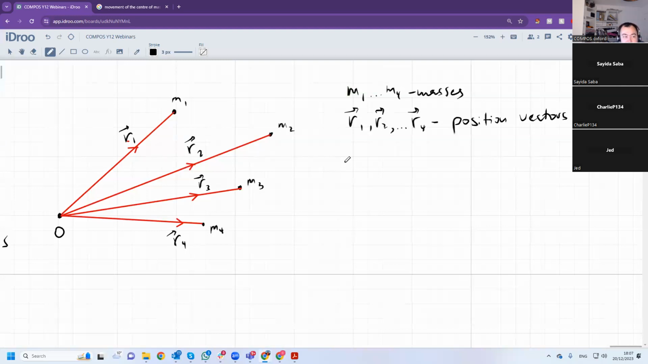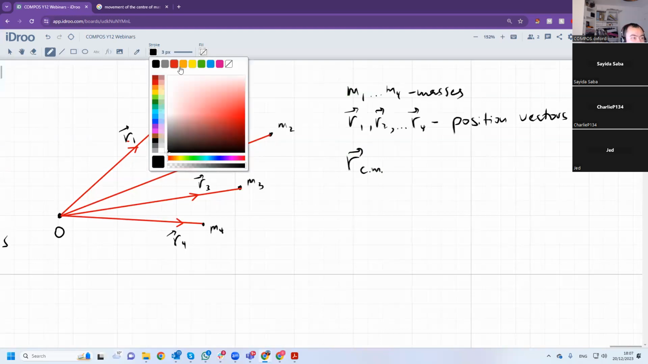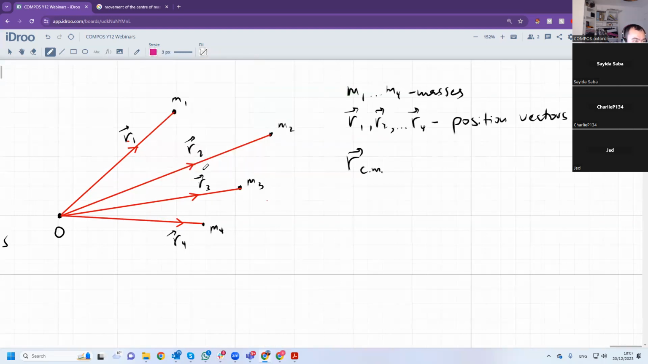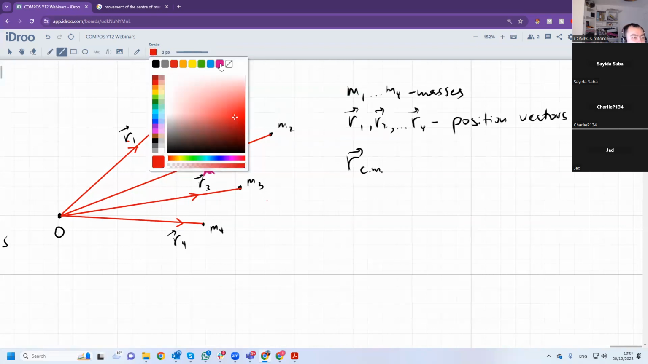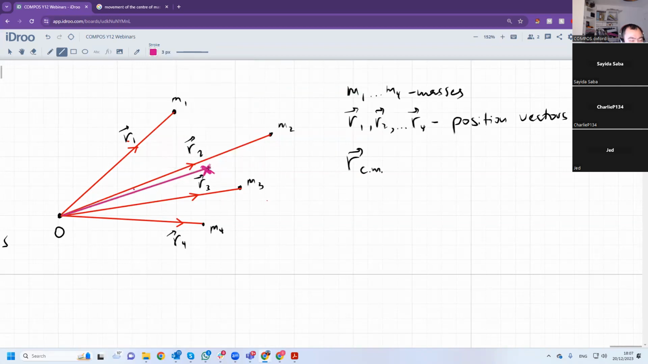So the position vector of the center of mass. My guess would be that the center of mass is somewhere here. Well, we don't know M1, M2, and M3, but if they are roughly the same, the center of mass would be roughly here. And this would be the position vector of the center of mass. So this is the center of mass, and this is the position vector of the center of mass.